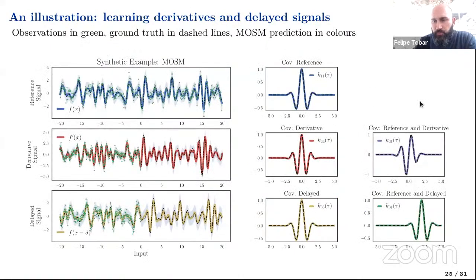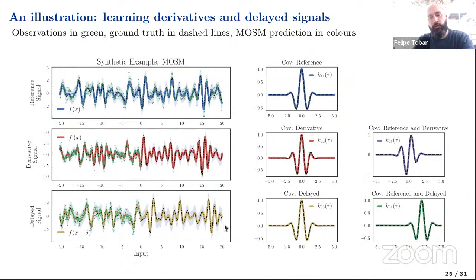And this is an illustration of how it works. This is a very simple but nice example. This is a 3-dimensional multi-output GP, so 3 channels. The first channel is just a draw from a spectral mixture. The second channel is a derivative of that signal, the numerical derivative. And the third channel is a delayed version. So it's the same first channel, but delayed a little bit. And we have data from the first channel, which is plotted in green. I hope you can see it. And for the second and third channels, we have data only for the first half of the experiment. The true lines are plotted in dashed line.